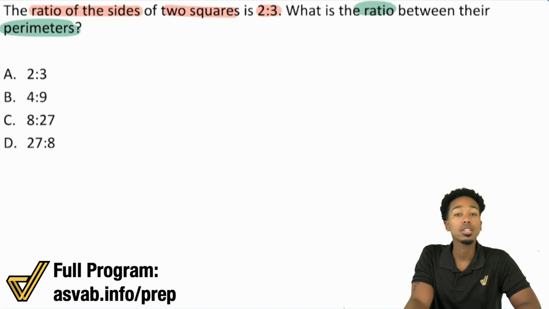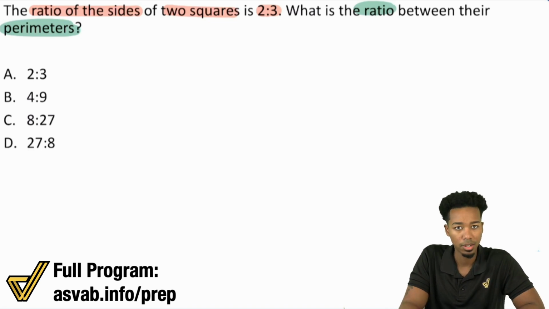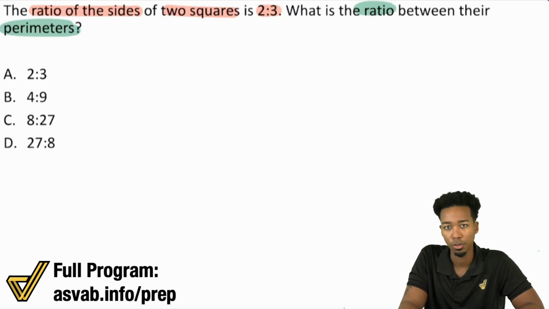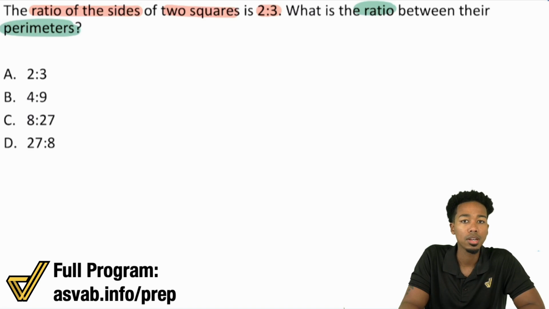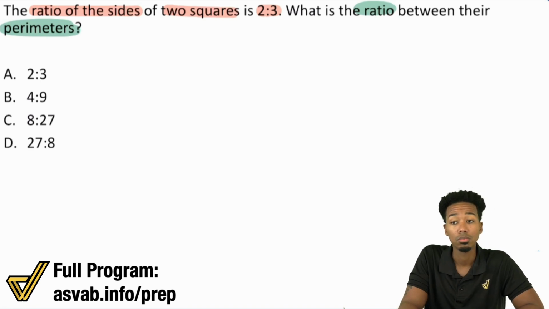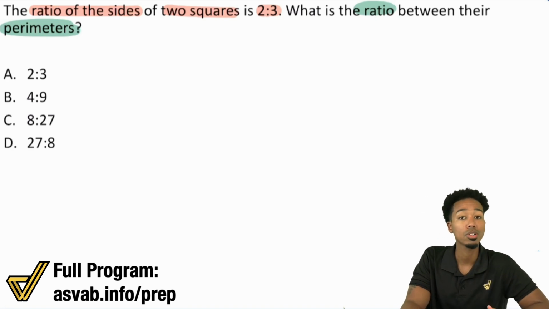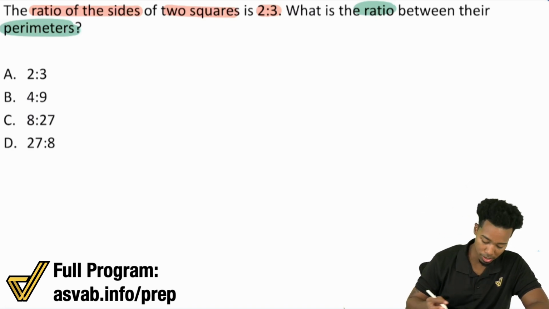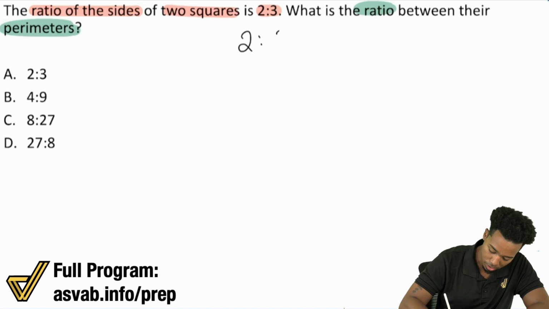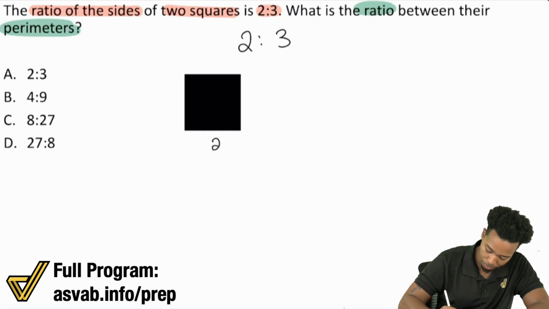Now here's a very easy way to get a problem like this done, and then I'm going to show you the rule for the future. The easy way is doing an example. If the ratio between the sides of the squares is 2 to 3, I'm going to show an example here. Watch this. Here's the square with sides of 2.